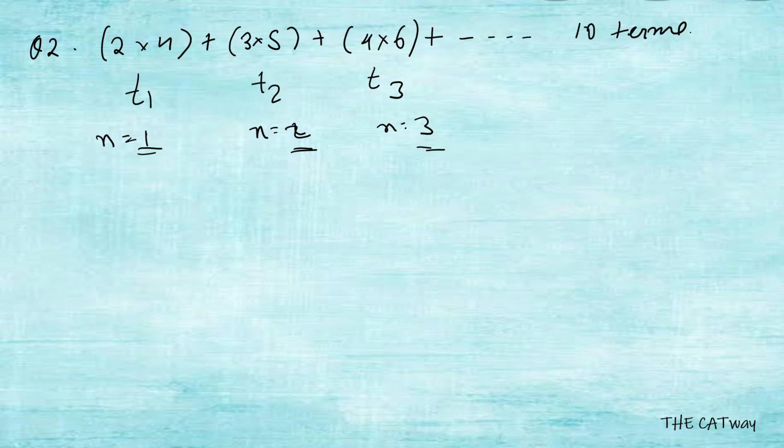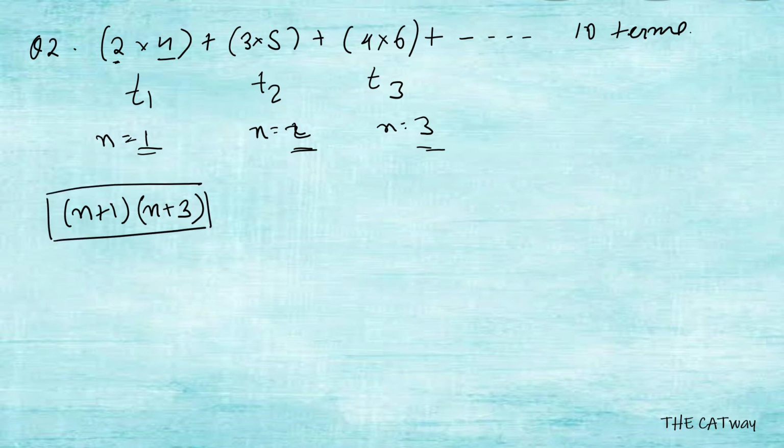Now what we have to do is, see, what is 2? 2 is n plus 1, correct? What is 4? It is n plus 3. So n plus 1 into n plus 3 is the first term. Let's see if it is satisfied for the second term.